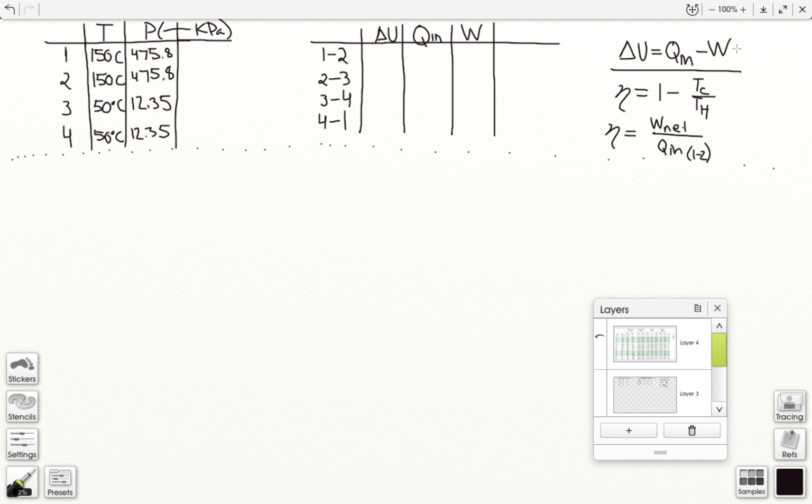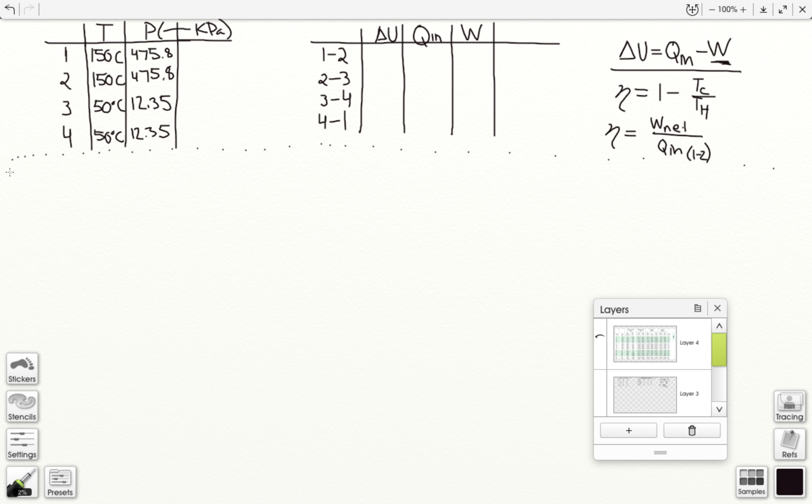So as a reminder of one of our fundamental laws, the change in internal energy is equal to Q in minus work. And here, work is defined as positive when work is done by the gas, and it is negative when work is done on the gas. So this will become clear as we work through some of the calculations for these processes.